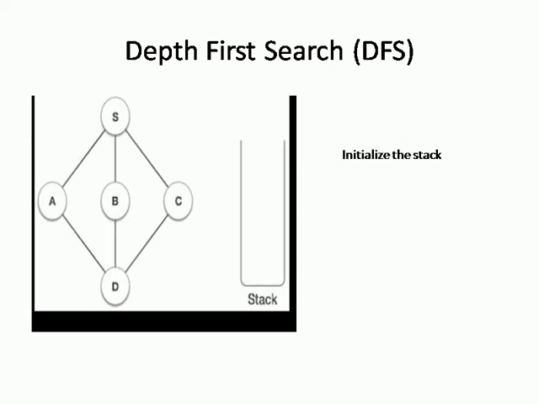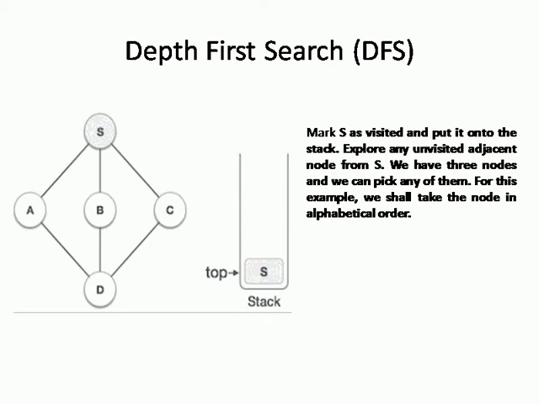Consider the graph shown in the figure, which has 5 vertices. The graph starts with the vertex S and it is connected to 3 adjacent nodes A, B, C. Then all are ending with the vertex D. To start with, we initialize the stack as an empty stack, so the top is at -1. When we apply rule 1 of the DFS algorithm, we mark the starting vertex S as visited, then we push that vertex onto the stack.